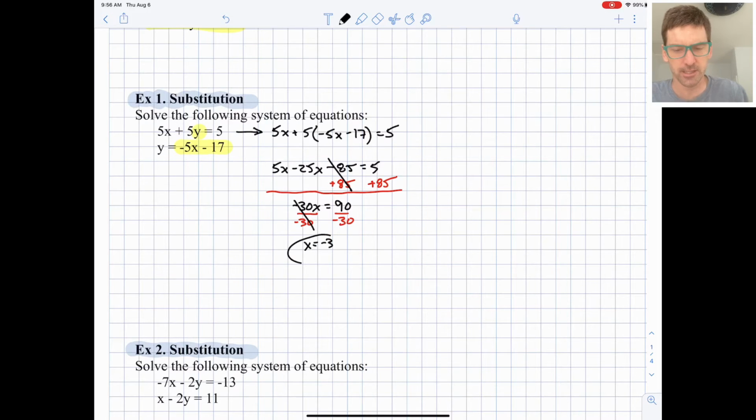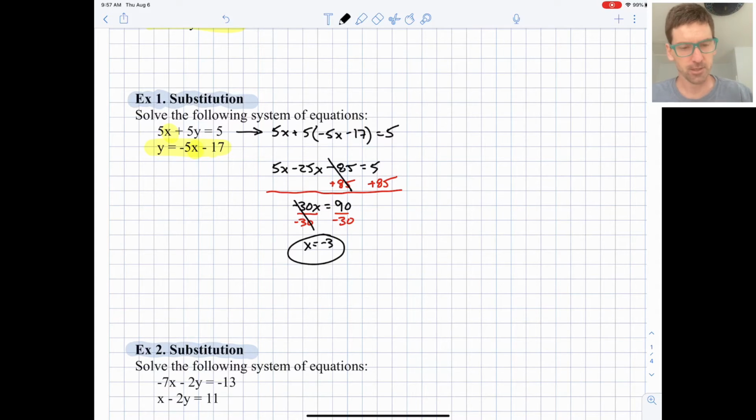So that's good to know. x is negative 3. But we're not done. We need to figure out what y is as well. So we can take this x being negative 3 and we can plug it in anywhere we see an x. We can plug it in for that x right there, or we can plug it in for that x right there. In my mind, it looks like it's easier to plug it in to this second equation because that will give us y right away. We won't have to do any further algebra to solve for y.